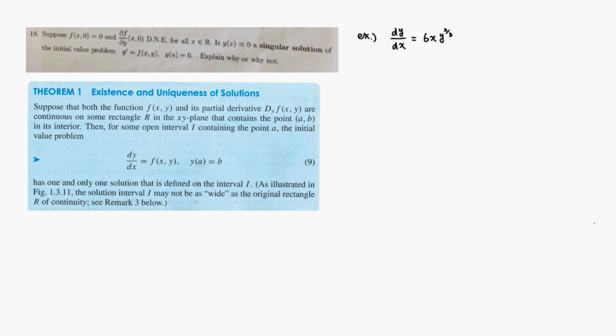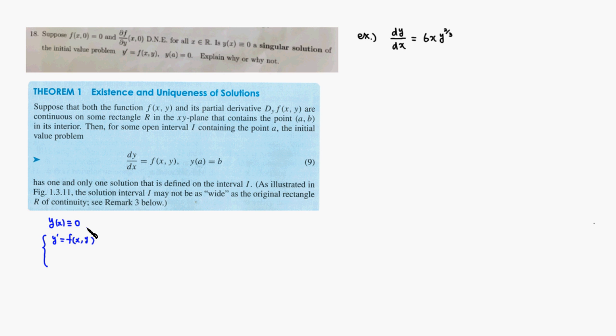All right, let's just first check that y equals 0 is a solution of the given initial value problem. So here y of x is identically equal to 0. Let's check the differential equation. So the differential equation we need to satisfy would be y prime is equal to f of x comma y, right?